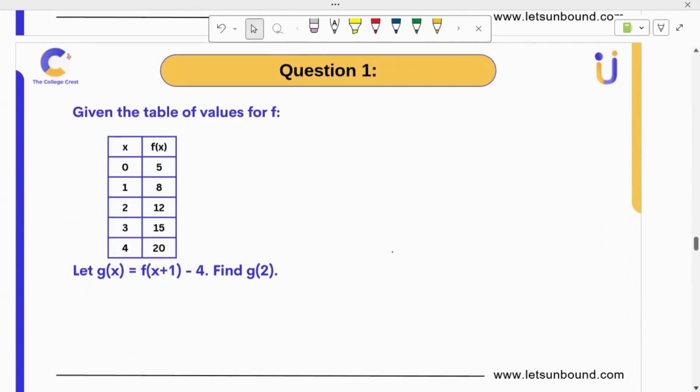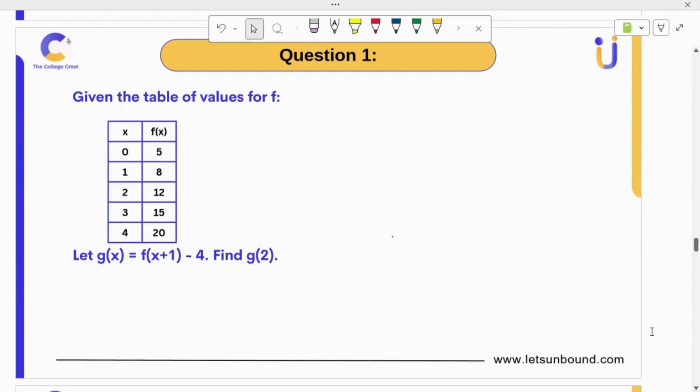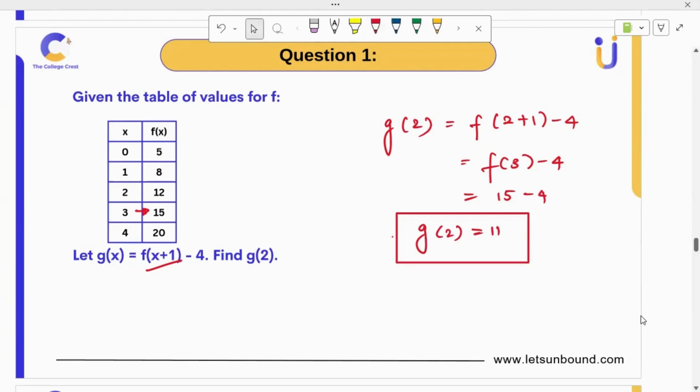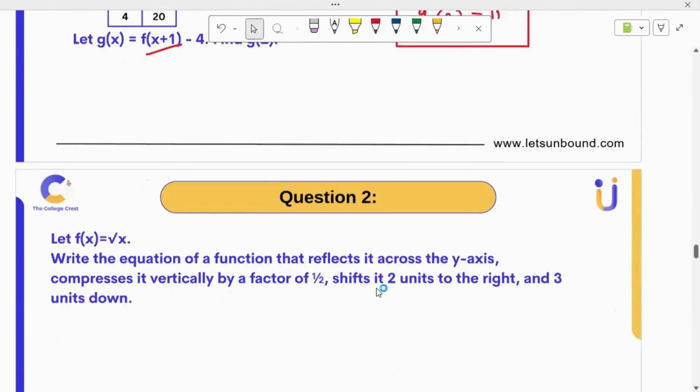Now question 1. Given the table values of f, let g of x be f of x plus 1 minus 4, find g of 2. So for g of 2, wherever x comes, you replace it with 2. So f of 3 minus 4. What is f of 3 from the table? 15 minus 4, which is 11. So g of 2 is 11. Very simple, basic level question.